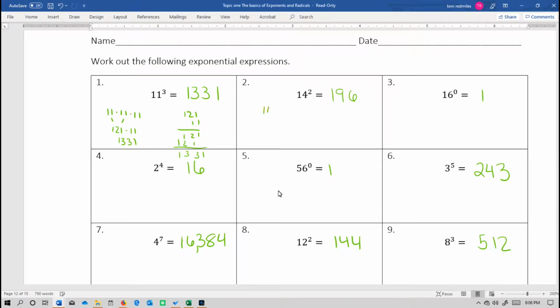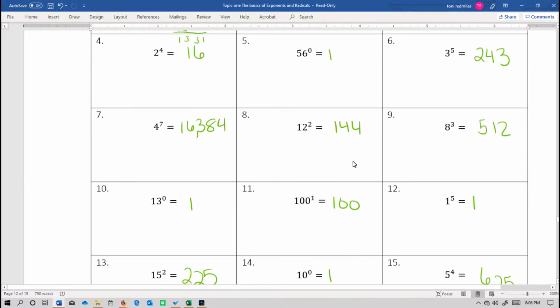All right, so this is 14 times 14, which is one we were supposed to memorize. This is 196. Anything to the 0 power is just 1. Remember, we're going to talk about that more in the next topic.